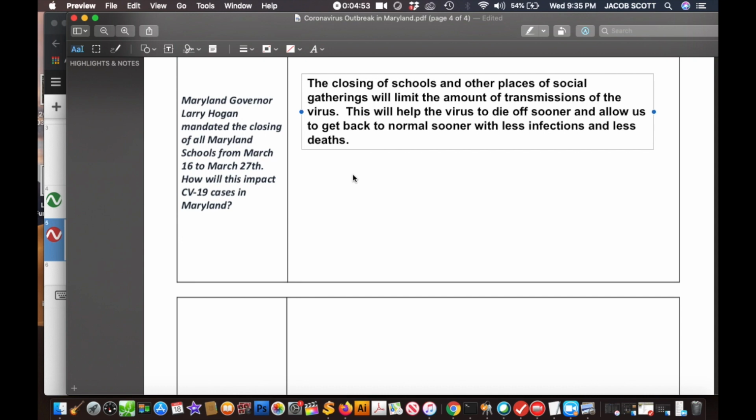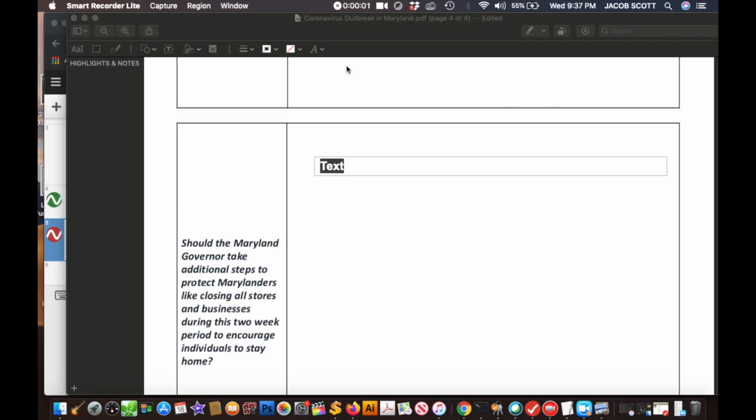All at once is the key term, because if not everyone is doing it, then it's going to spread. So we have to do it simultaneously. The governor needs to act big, and he needs to act quickly.